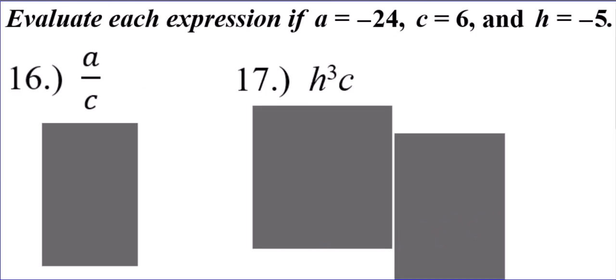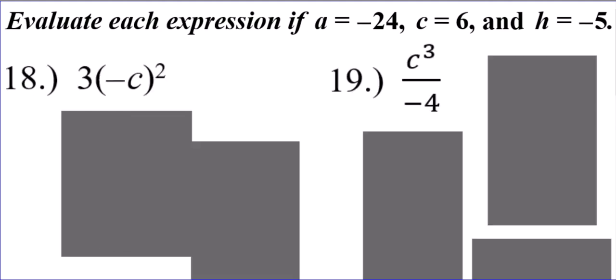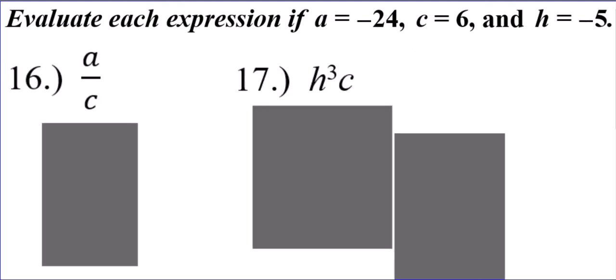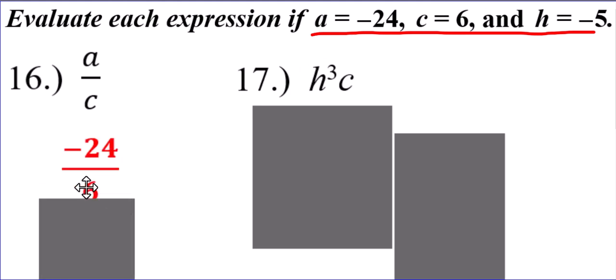Okay, turn the page. 16, 17, 18, 19. You can see what the directions are telling you. They are giving you the values of the variables. All you're going to do is rewrite the problem, like here, a over c. I see a is -24, I see c is 6. So I write it with no longer having variables, replacing those variables with the numbers they equal from the directions, and then you finish the problem.